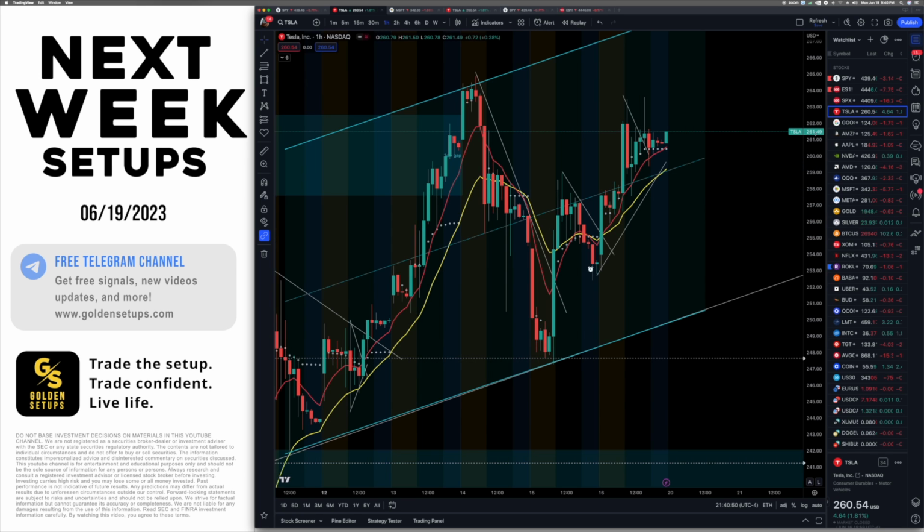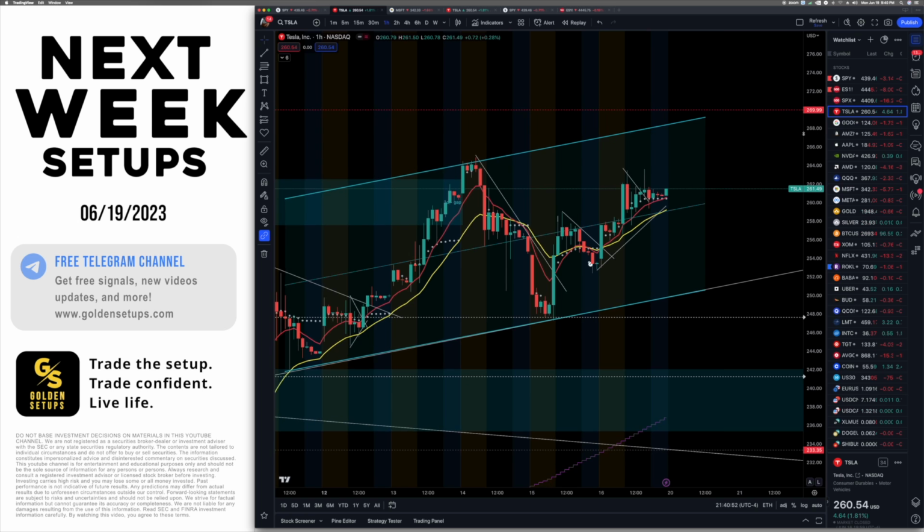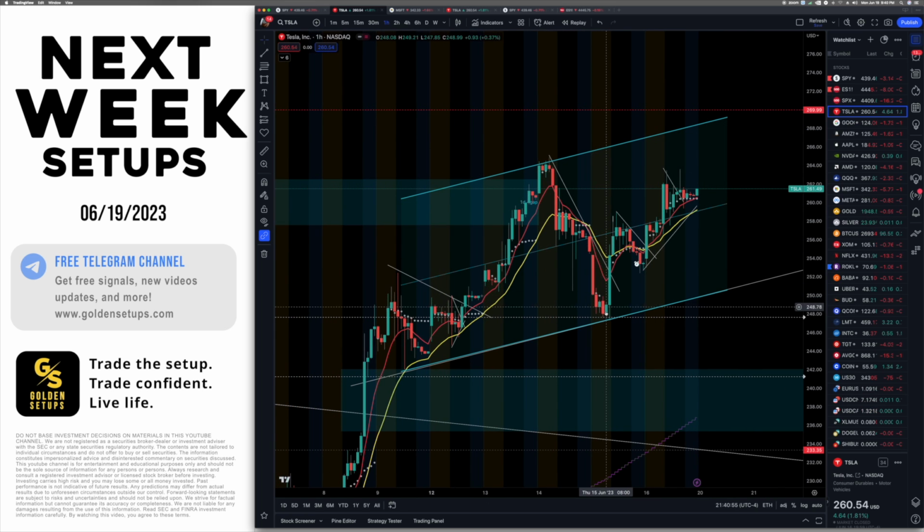All right, Tesla looks to be channeling right now, right? Tesla seems to be in a nice little channel right now. So it looks like we're on our way. We hit the bottom. Every time we hit the bottom over here, once we hit the bottom, we kind of wedged it a little bit. We hit the top, came back to the bottom.